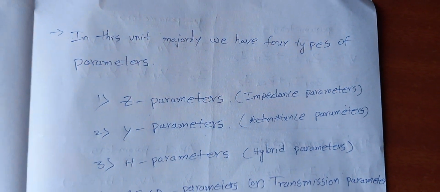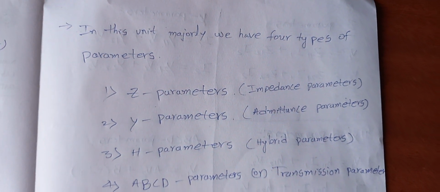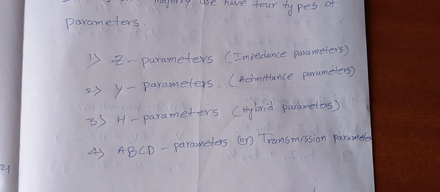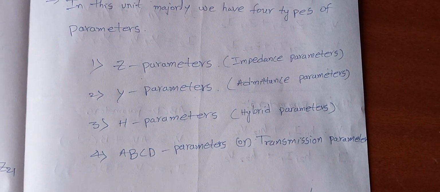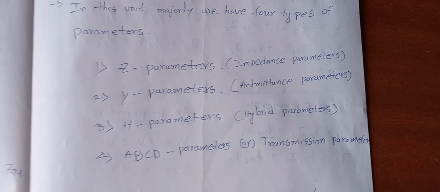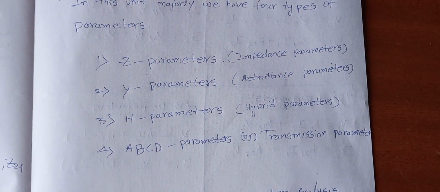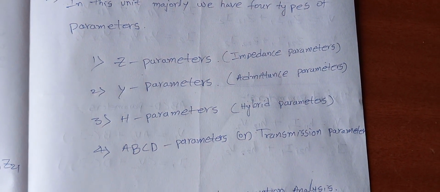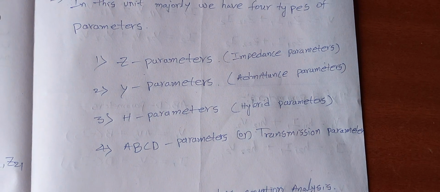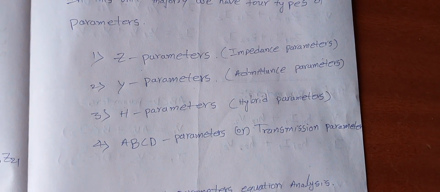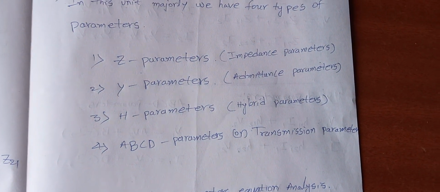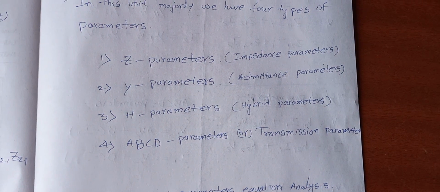In this unit major we have four types of parameters. One is Z parameters. ఈ Z parameters ని మనం impedance parameters అని కూడా అంటాము. Y parameters, ఈ Y parameters మనం admittance parameters అని కూడా అంటాము. H parameters ని hybrid parameters అని కూడా అంటాము. ABCD parameters ని ట్రాన్స్మిషన్ పారామీటర్స్ అని కూడా అంటాం.